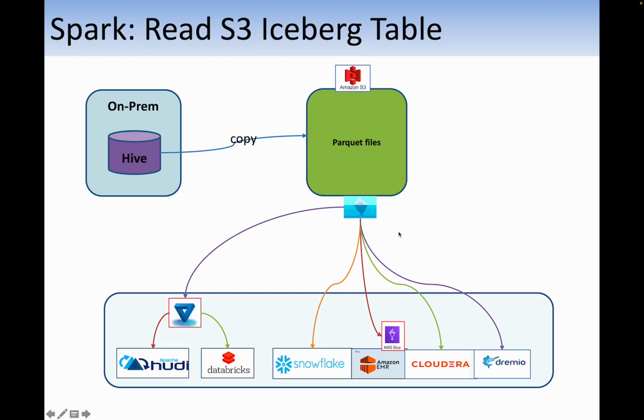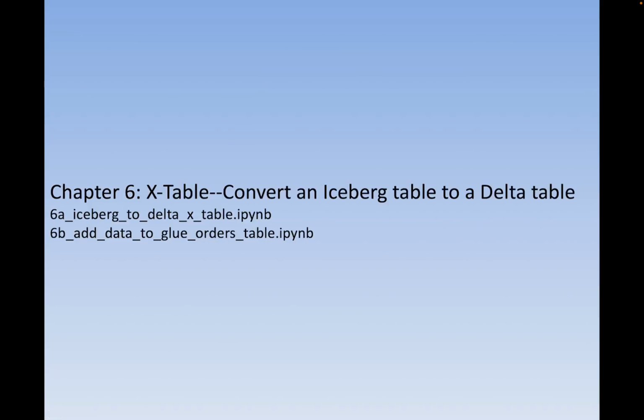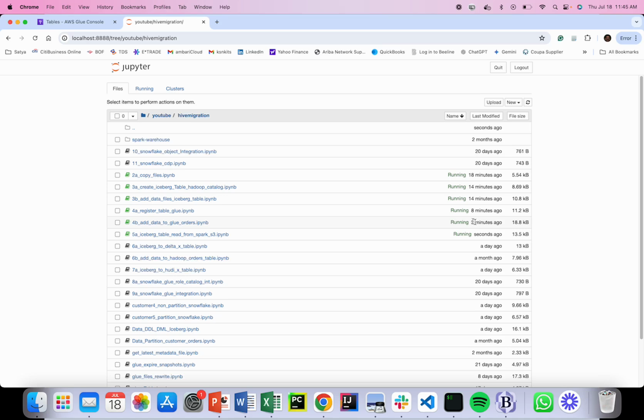So that's what we did, read S3 data from the Iceberg table. This is the read process. Now we want to convert our Iceberg table to a Delta table, right? Then you add data into Glue, then run the incremental load.